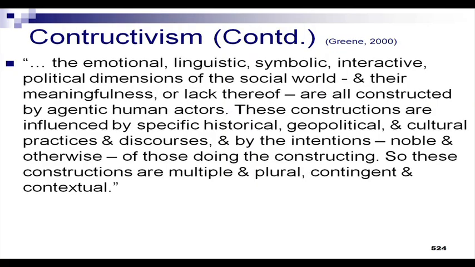Constructivism concerns the emotional, linguistic, symbolic, interactive, political dimensions of the social world. We've already talked about constructivism, and their meaningfulness or lack thereof are all constructed by agentic human actors. These constructions are influenced by specific historical, geopolitical and cultural practices and discourses, and by the intentions, noble and otherwise, of those doing the constructing. So these constructions are multiple and plural, contingent and contextual. We look at them within the context. I'm not going to go through it because we've discussed these terms ad nauseum.